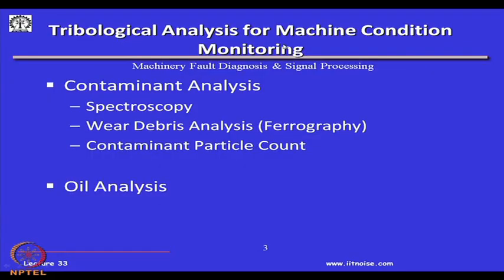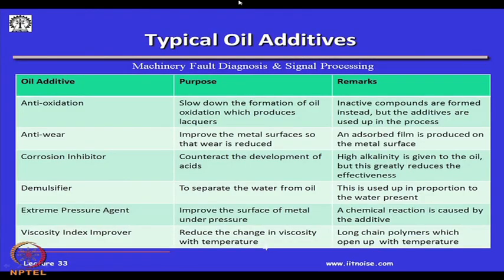I will briefly recap regarding the contaminant analysis, because contaminant and oil analysis go together side by side. To begin with, just to give you an overview of why the oil properties change. In a typical oil, other than the virgin oil, we give a lot of additive agents. In this table, the first column is the oil additive, the second column is the purpose why this additive has been given to the oil, and then certain remarks. So, antioxidation additives slow down the formation of oil oxidation, which produces lacquers. If the oils oxidize, they become very gummy, and they could unnecessarily increase the friction, etcetera.